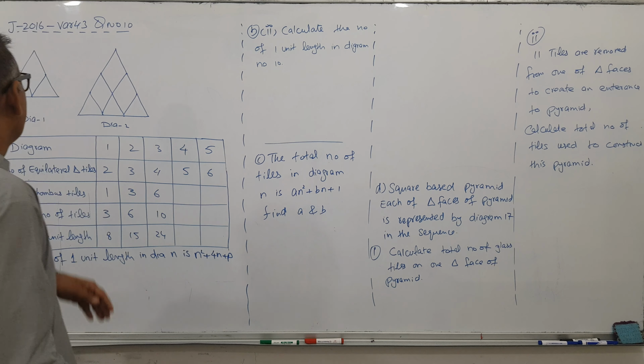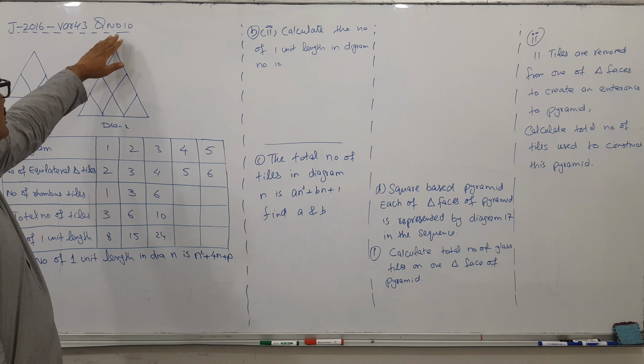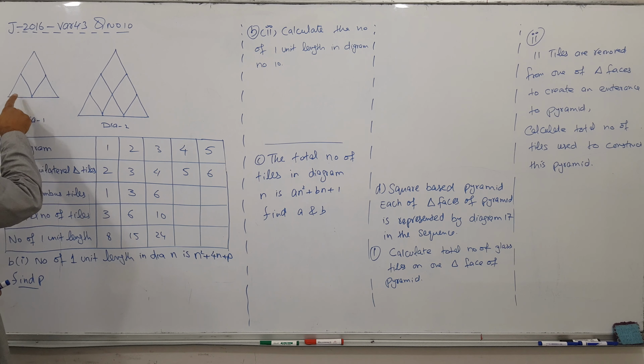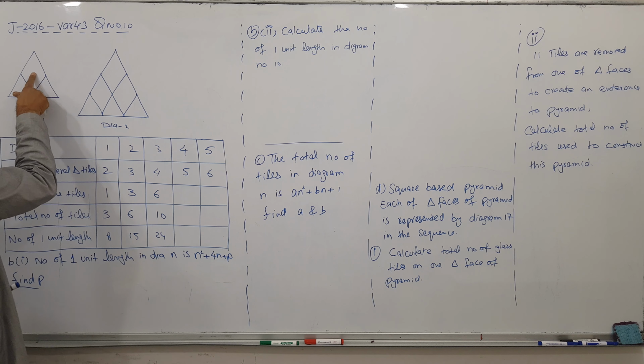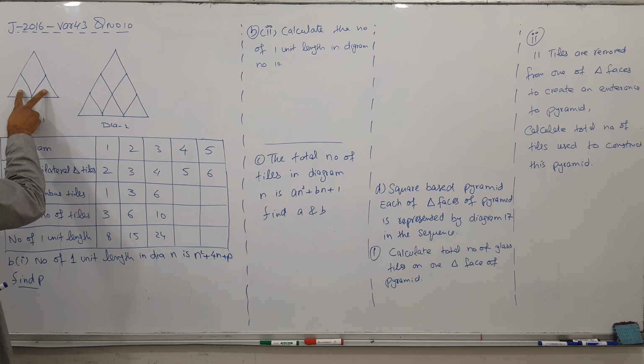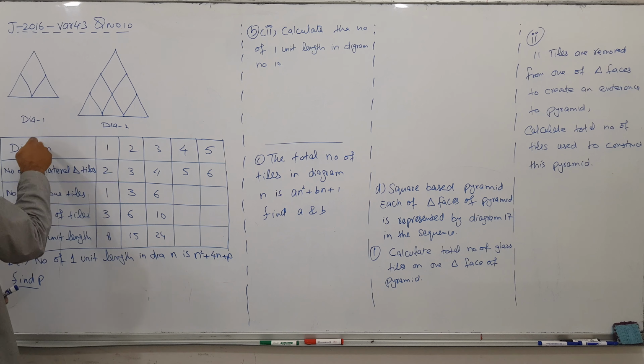Bismillahirrahmanirrahim. It is June 16, grade 43, question number 10. The topic is O-level sequence, okay? In this question, we have two triangles and one rhombus shape. Rhombus means all four sides are equal, and the triangle is an equilateral triangle.